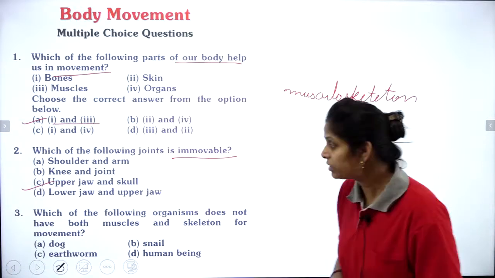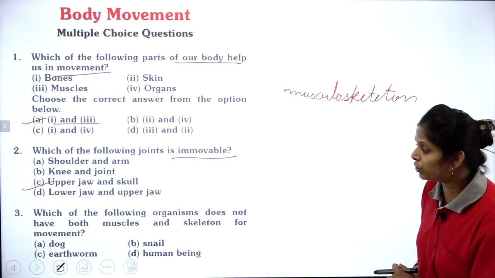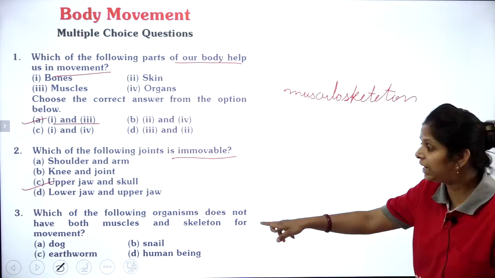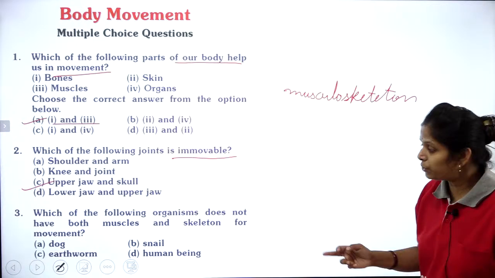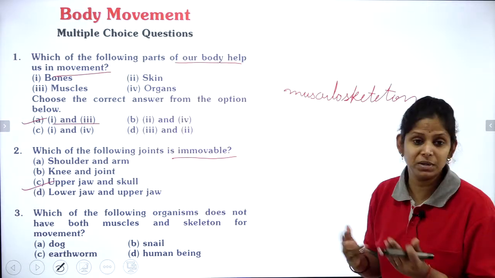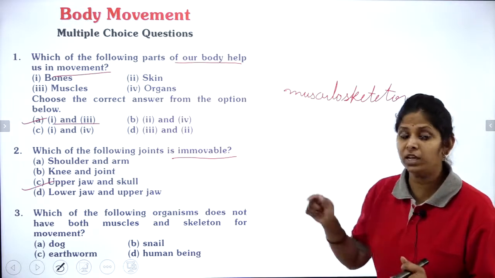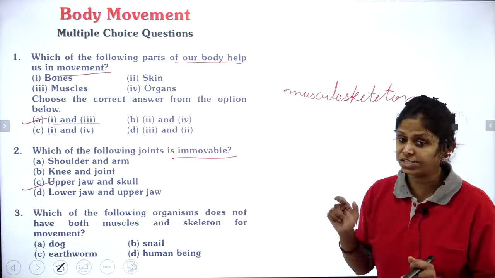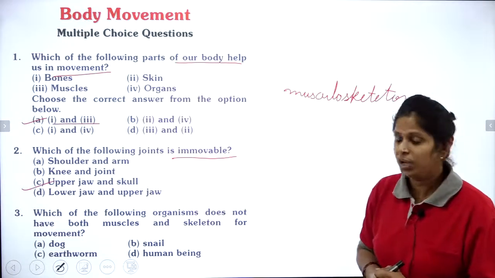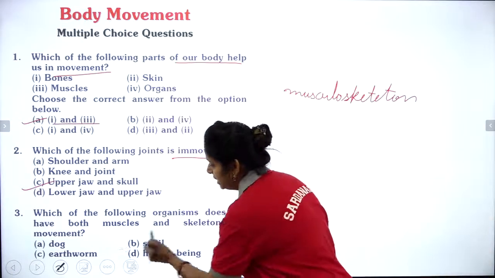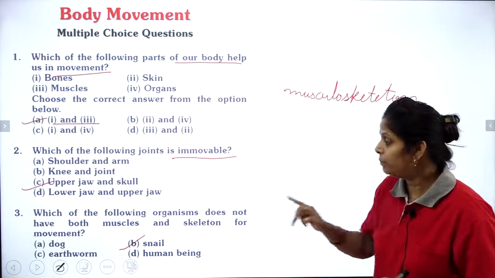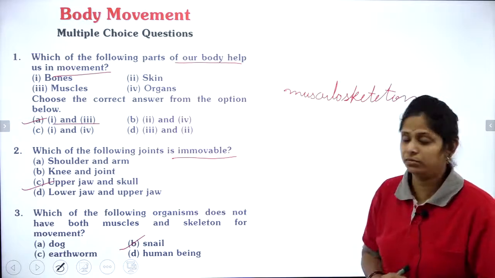Then after, which of the following organisms does not have both muscles and skeleton for movement? Which animal does not have any muscle or skeleton for movement, but still it moves? It is dog, snail, earthworm or human being. For this, the right option is snail. Yes, a snail does not have both muscles and skeleton for movement.